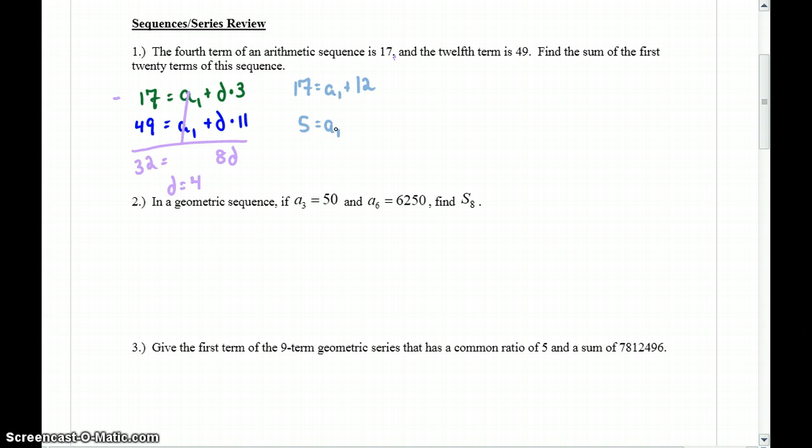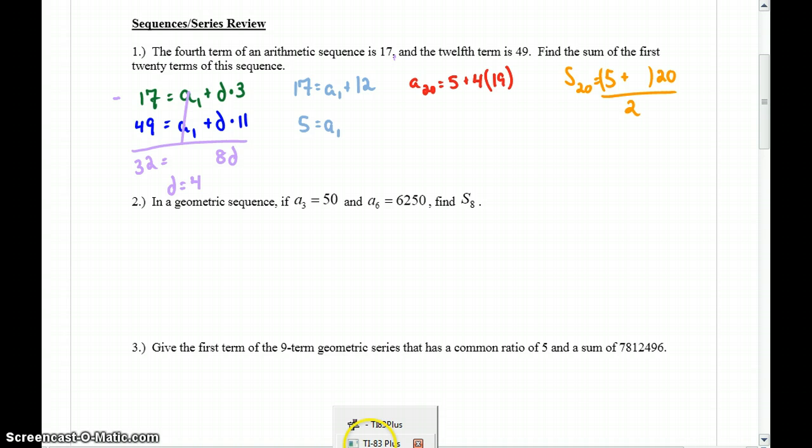There's my first term. I need to find the sum of the first 20 terms. Well, the sum of the first 20 terms is going to be the first term, 5, plus the 20th term, I don't really know what that is yet, so I'll leave that blank, times the number of terms, 20 divided by 2. Now the 20th term, if I want to figure it out, I can say A20 is just going to be, plugging back into my first formula, the first term, 5, plus the common difference, 4, times 20 minus 1 is 19.